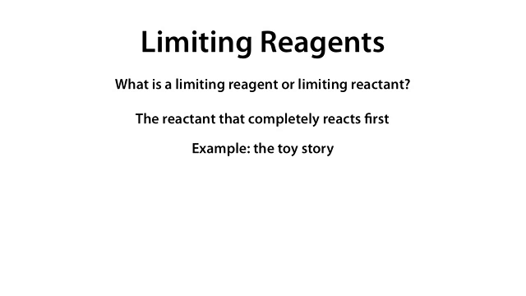An example that helps people understand this concept is what I call the toy story. Let's propose a hypothetical situation where we are manufacturing a toy that is made of 2 parts of A and 1 part of B, and we're making a toy out of these 3 parts. 2 parts of A and 1 part of B. Since we're talking about chemistry, I'm going to write that in terms of a balanced reaction.